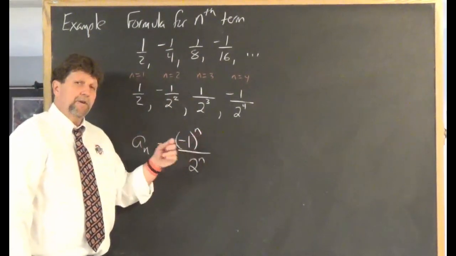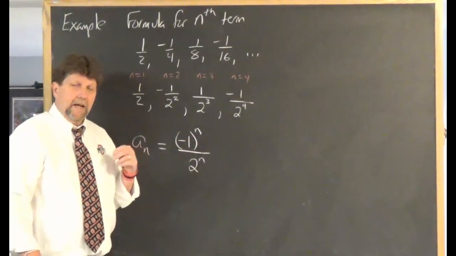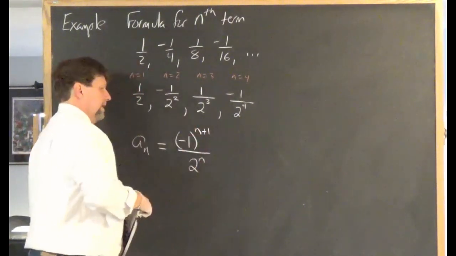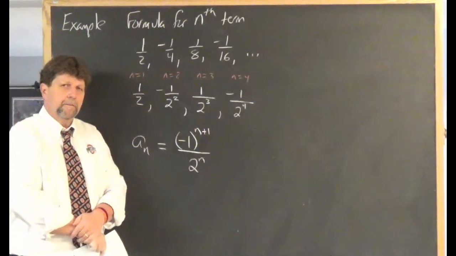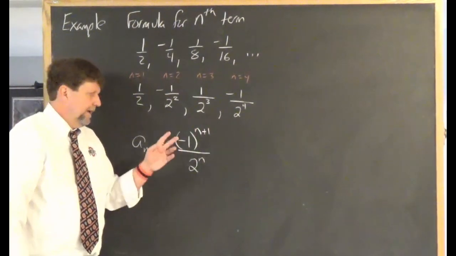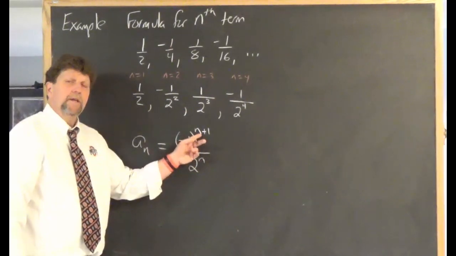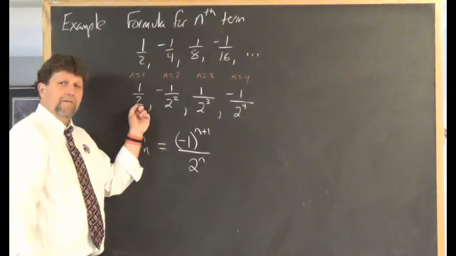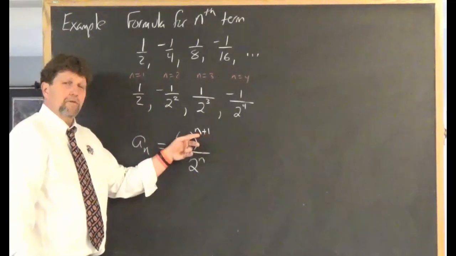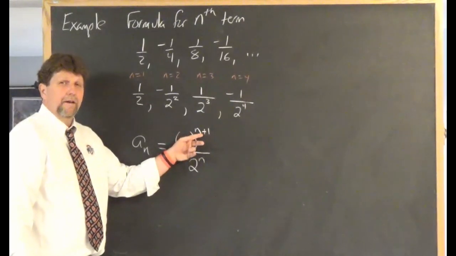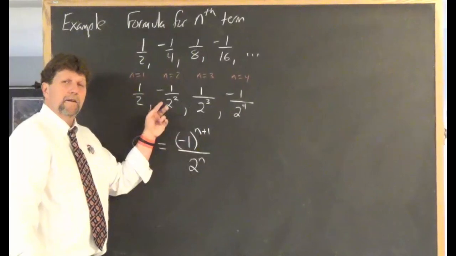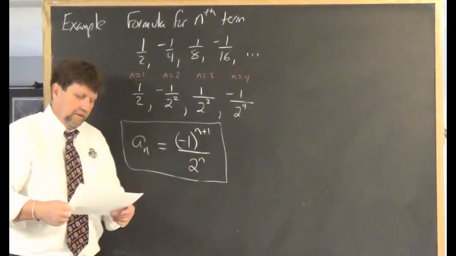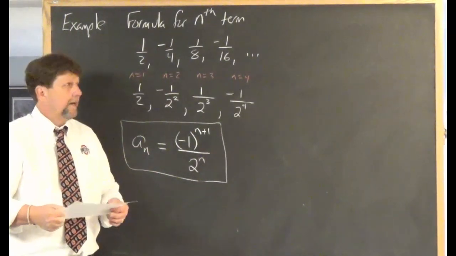So I need to make this exponent something different than n. I just need to shift everything 1 unit and say the exponent is n plus 1. So you can check this. If n is 1, this exponent will be 2. Negative 1 squared is 1. So that would give us a 1/2. If n is 2, this exponent is a 3. Negative 1 to the third is negative 1. So we'd have negative 1 over 2 squared. So this is the formula for the general, what I call the nth term.